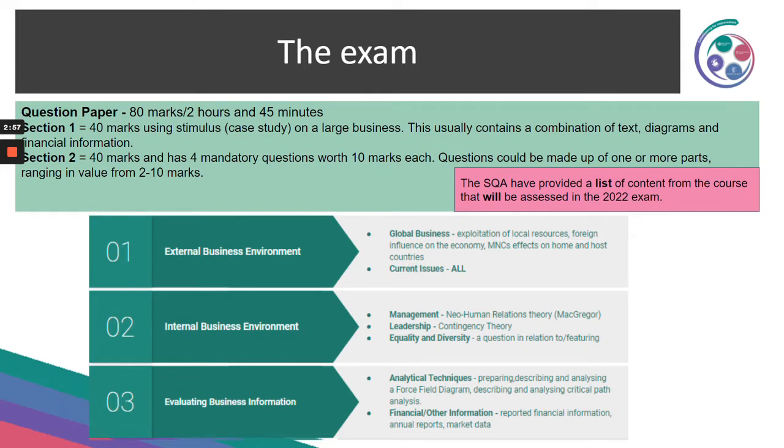And then your Section 2 again is worth 40 marks and has 4 mandatory questions worth 10 marks each. These 10-mark questions could be made up of 1 or more parts ranging in value from 2 to 10 marks. So for example, you could have the first question which is worth 4 marks and then question B which would be worth 6 marks.